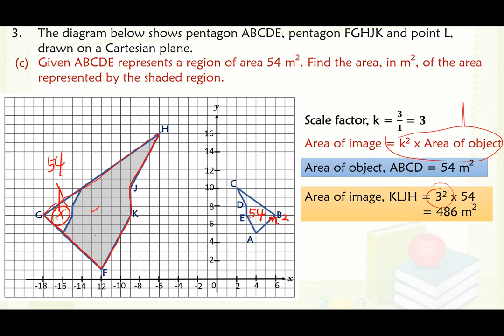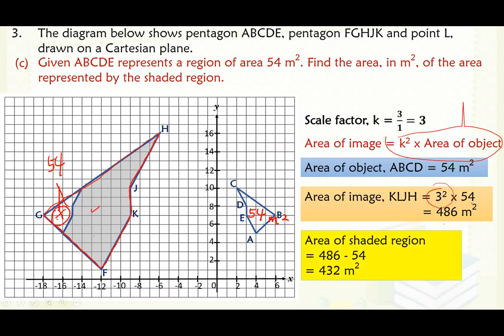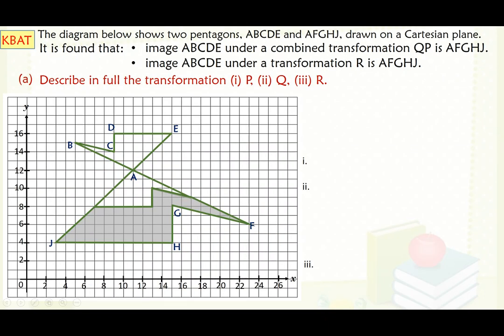I want to find the area of the shaded region. So we use the image minus the object. So you get 4, 3, 2. Now we go to the last question.